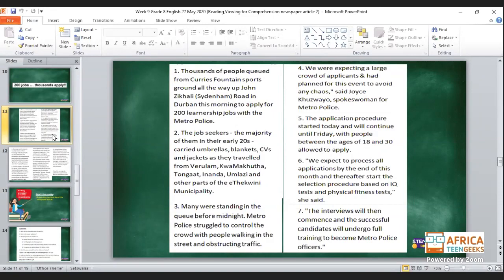So paragraph number 1, who will read it for us? Let us be quick so that we can still have time to answer the questions. So please raise your hands so that we can read the article again.